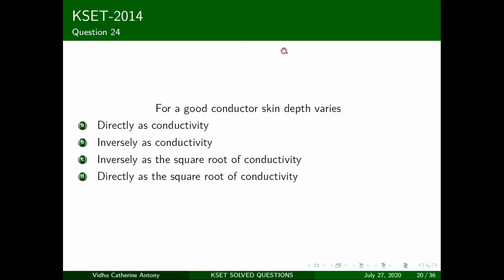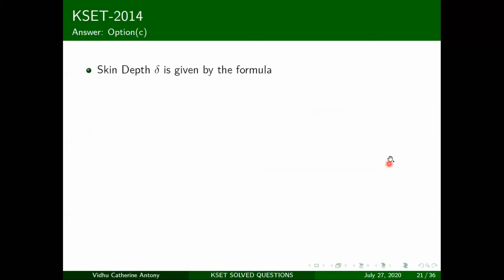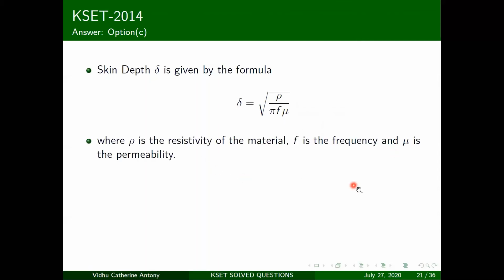So for a good conductor, skin depth varies directly as the conductivity, inversely as the conductivity, inversely as the square root of the conductivity, directly as the square root of the conductivity. This is the formula for skin depth. Rho is the resistivity that you have, F is the frequency, and mu is the permeability.